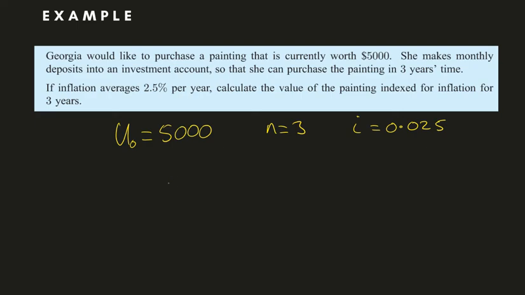So we can set this up quite nicely and say that 5,000 multiplied by 1.025 cubed is equal to 5384.45. And that's it. We're done. Okay, we've calculated it. It's just going to be that.